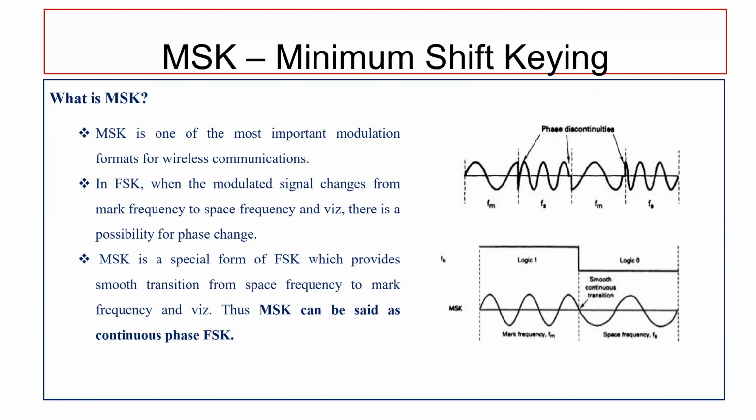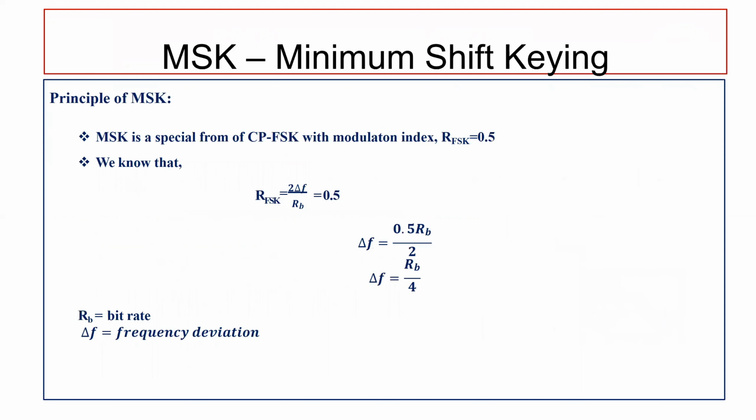So it's a special form of FSK, which provides a smooth transition from space frequency to mark frequency or mark frequency to space frequency. Because in FSK we use two distinct frequencies, one for logic 0 and one for logic 1, the phase discontinuities will be there. This can be overcome by MSK. So MSK can also be said to be continuous phase FSK. The principle of MSK is based on this model, that is continuous phase frequency shifting with modulation index 0.5.